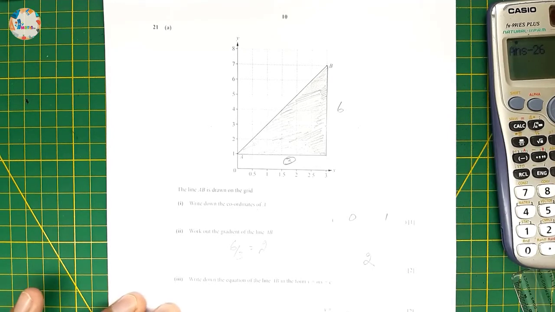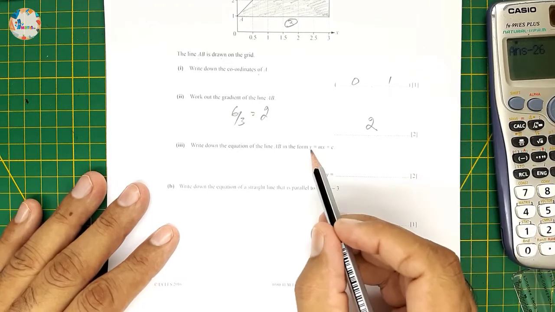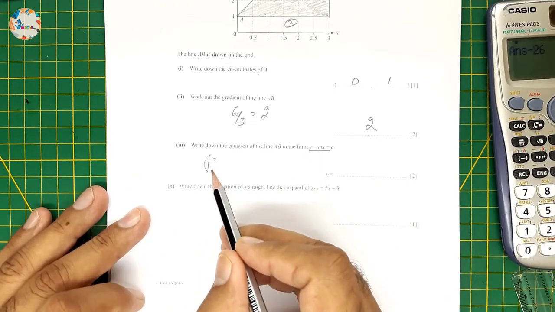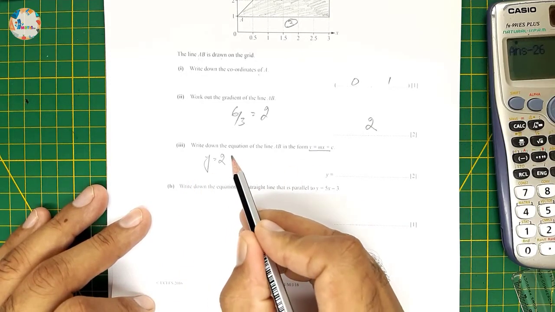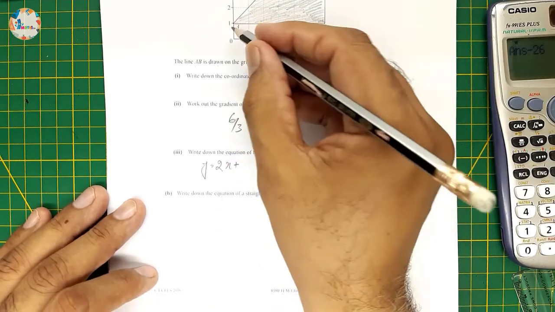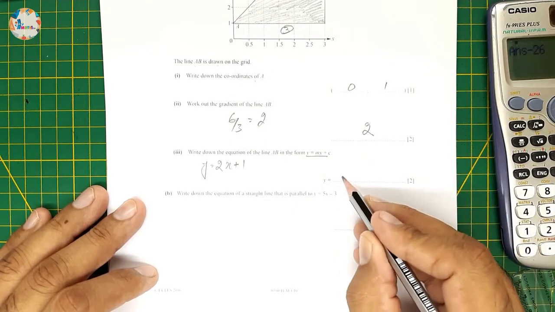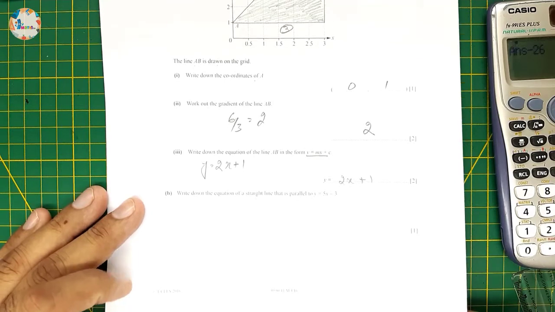Write down the equation of the line AB in form y is equal to mx plus c. So y is equal to mx plus c. M gradient is 2, so 2x plus y intercept is 1. This one is y intercept, so this will be 1. So y is equal to 2x plus 1 will be our line in y is equal to mx plus c format.